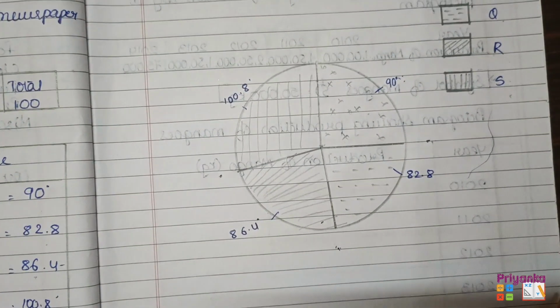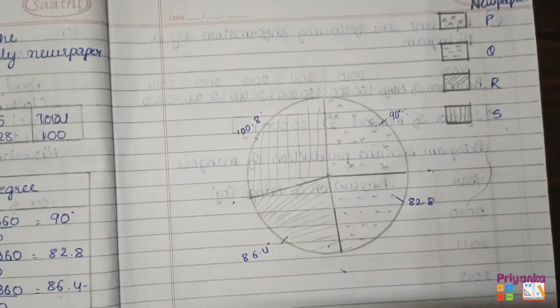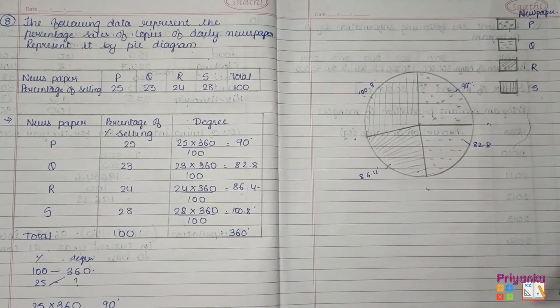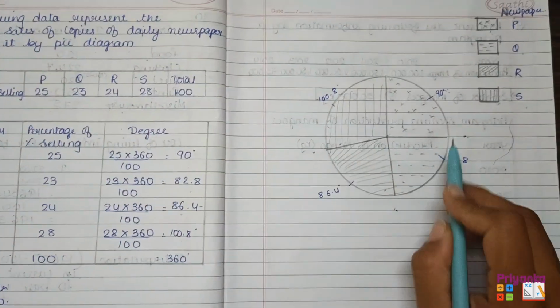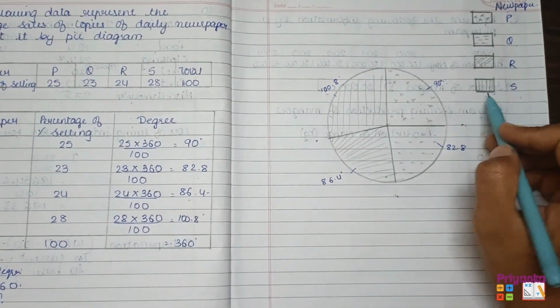This is how the pie diagram has to be shown. Please make it neat and clear. Don't make it so rough. So this is how the calculation is done and the pie diagram has to be prepared. Don't forget to show the degree as well, showing which newspaper is shown over here.